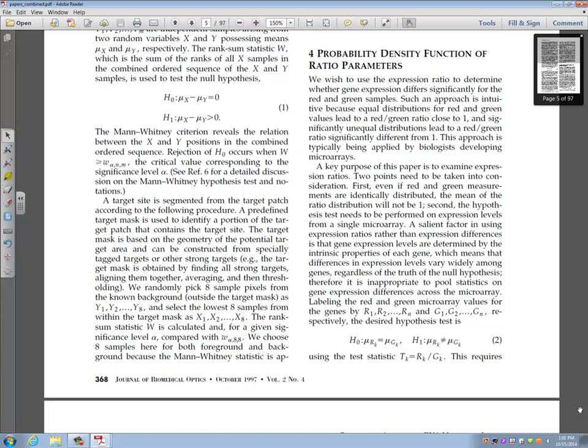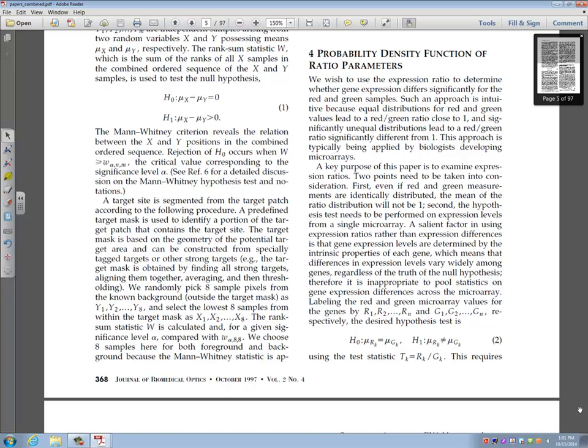So then after that, you randomly pick 8 sample pixels from the known background, outside the target mask, call them y1 through y8, and select the lowest 8 samples from within the target mask as x1 through x8. Now you apply the rank sum statistic. W is going to be calculated, and for a given significance level alpha, you're going to compare it with the value that you get from the tables, okay?